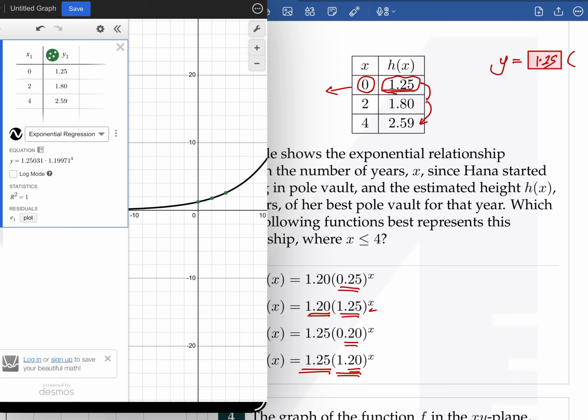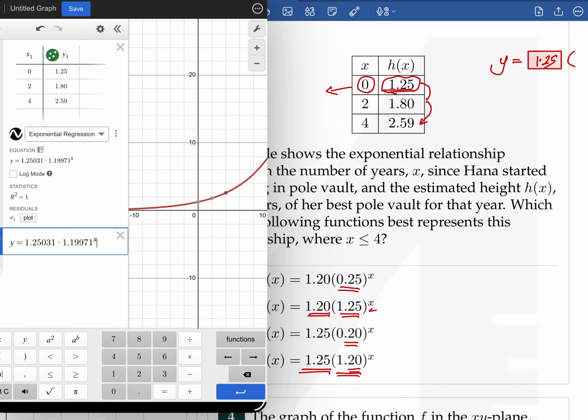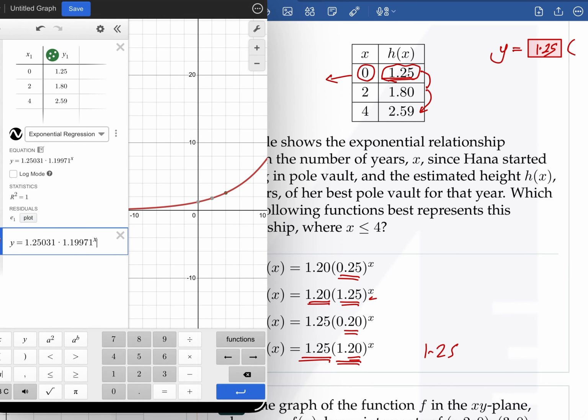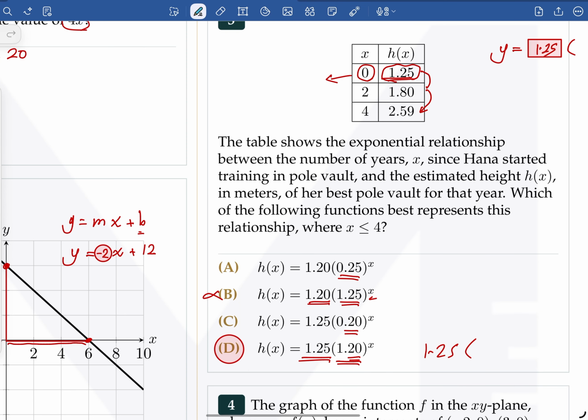If you look at the equation given here, you find 1.25031, which is very close to 1.25. And then the number that comes inside the parentheses is times 1.19. It's always 1.20. So it's very close to 1.20, and then to the exponent of x. So we have to choose letter D.